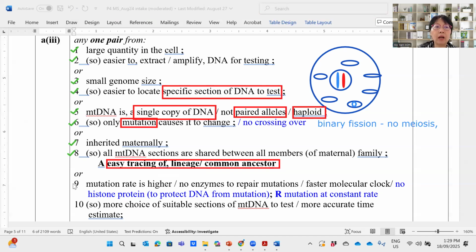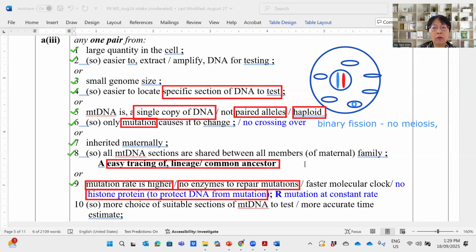But one thing that will cause alleles to change a lot is mutation. The mutation rate is higher in mitochondrial DNA because mitochondrial DNA is naked. Naked means there's no histone protein to protect the DNA from mutation, so there's a higher rate of mutation. And also we want to learn there is no enzyme to repair the mutation.